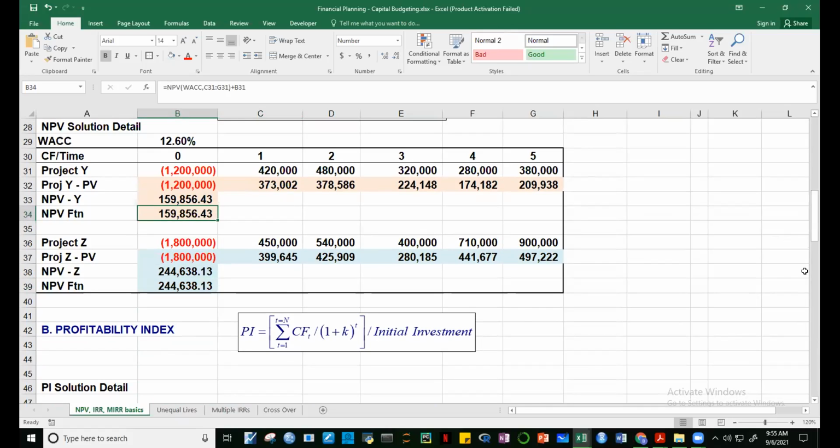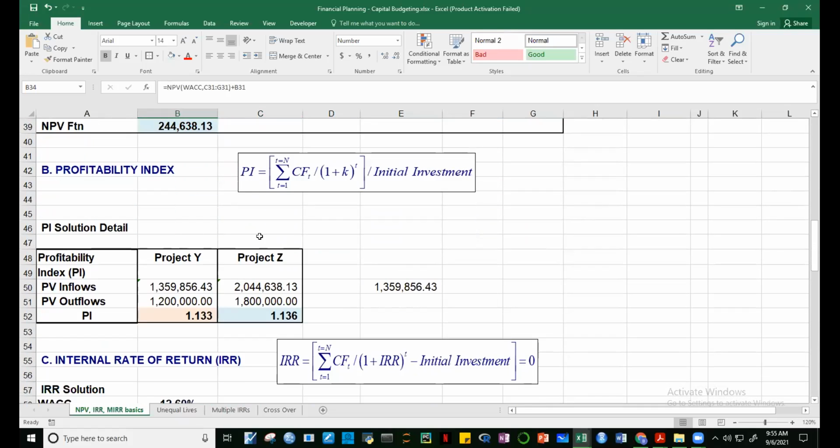Kasi paano kung yung isa 100,000 lang, yung isa 10 million? Di ba? So parang hindi yata tama na i-compare natin yung apples with oranges. So in order to determine whether it should be Project Y or Project Z, we can use the profitability index, no? So dito, kinukuha natin yung ratio ng present value of the inflows over the present value of outflows.